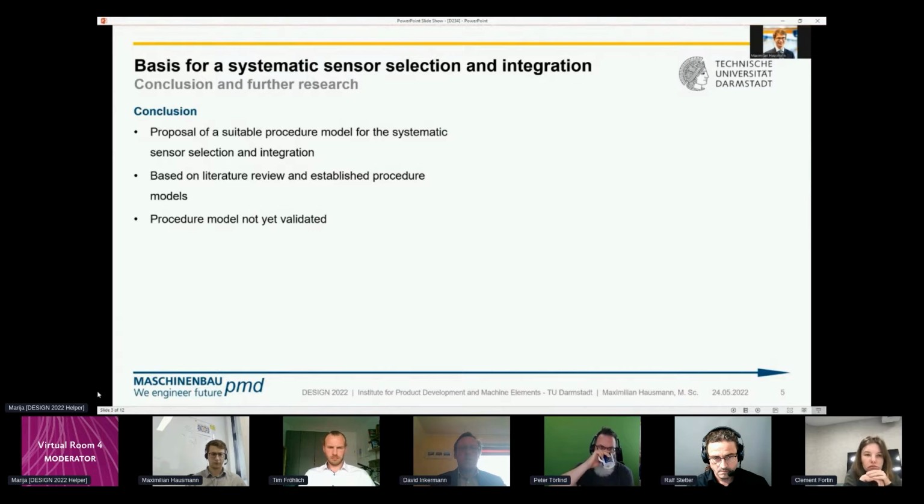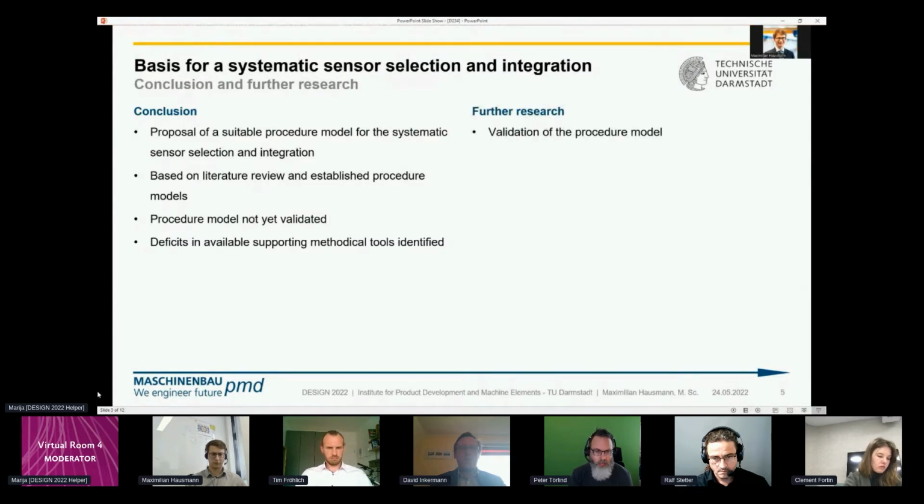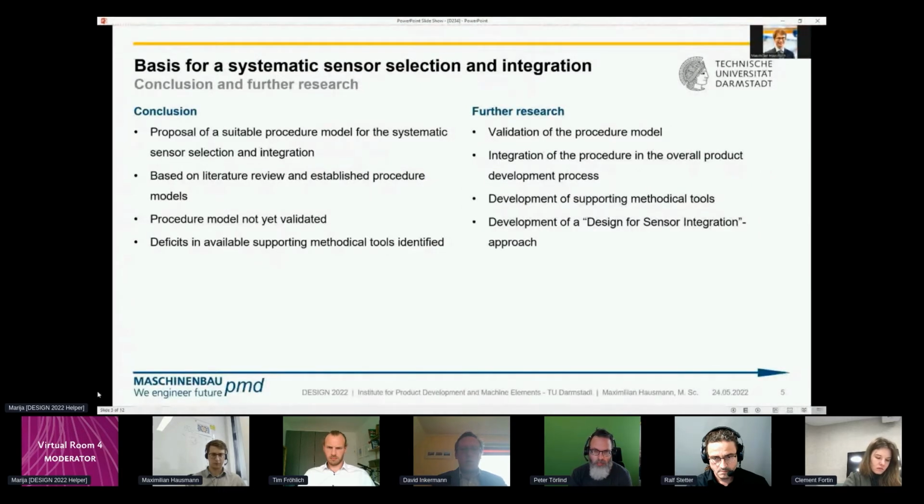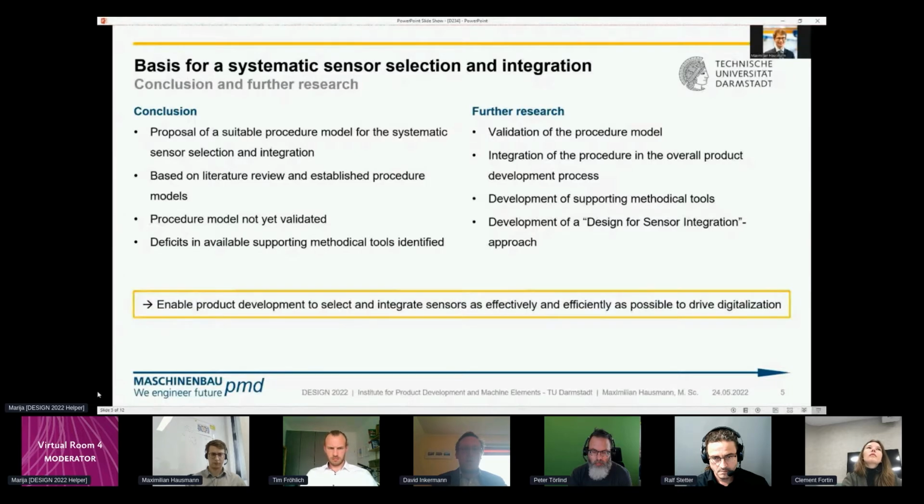One reason for this is the lack of methods for some of the procedure steps. In further research, the procedure model presented must now be validated to ensure its applicability and acceptance. This also includes the classification of the procedure in the general product development process. Furthermore, methodical tools as well as design for sensor integration approaches should be developed in order to specifically support the product development. The goal is to enable product development to select sensors as efficiently and effectively as possible and to integrate them into a technical system to support digitalization.